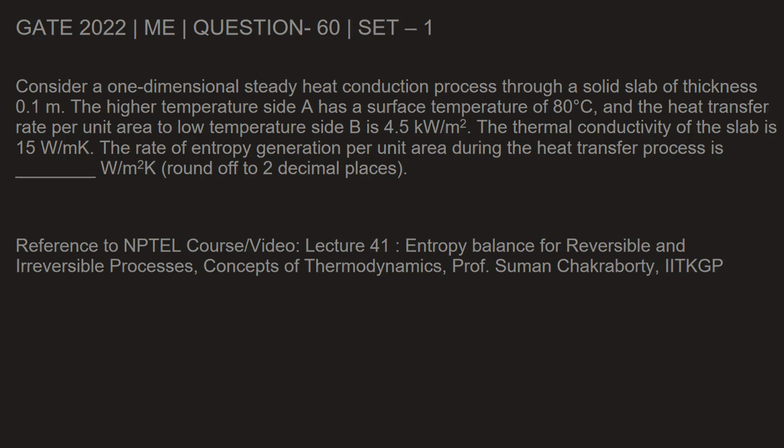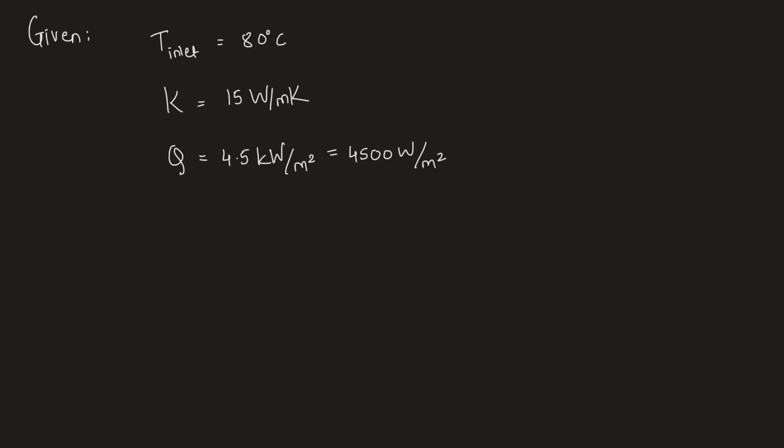Let's find out. We'll write the given things first. Higher temperature side, the temperature is given 80 degrees Celsius, which is nothing but T at inlet. Thermal conductivity K is given to be 15 watt per meter Kelvin. Heat transfer rate is given 4.5 kilowatt per meter square, so this is nothing but 4500 watt per meter square. Also thickness of the slab is given. We can take it as dx, which is 0.1 meter.